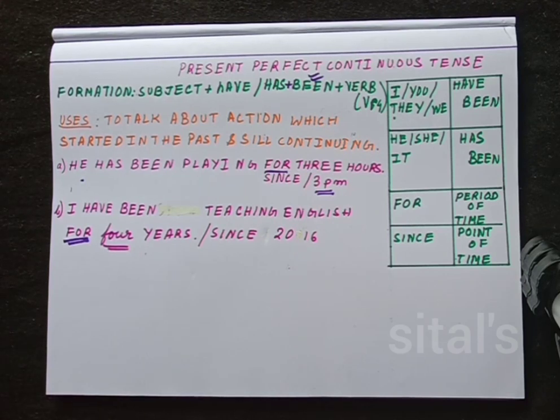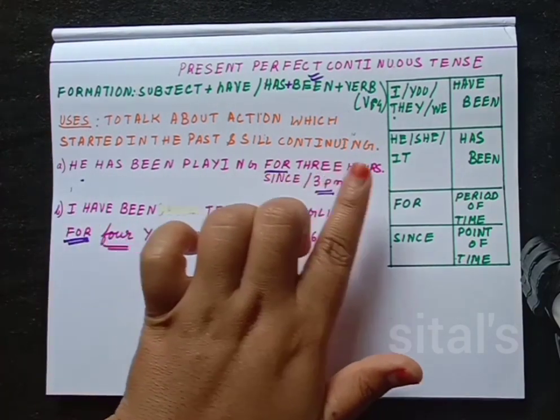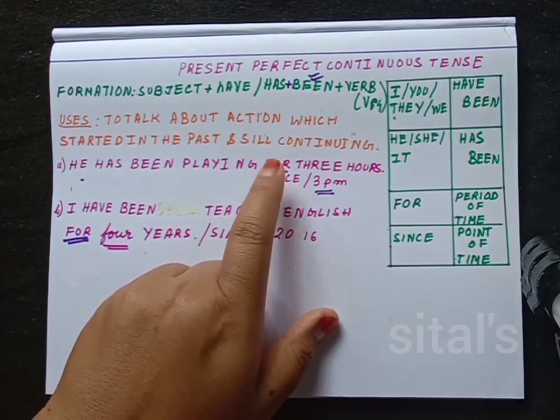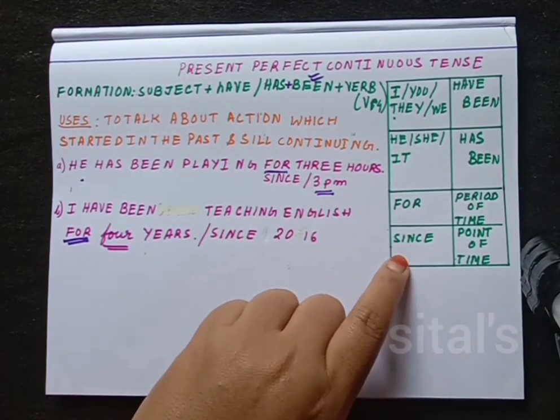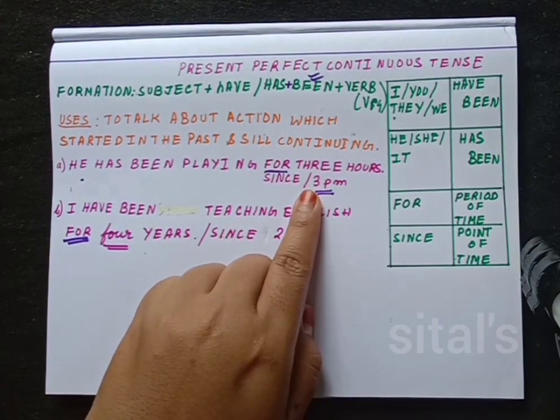When did he actually start playing? We don't know the exact time. The speaker said that the boy has been playing for 3 hours. We just know that he has been playing for 3 hours. So for a period of time, we use for, and when we talk about the exact point of time, we use since.